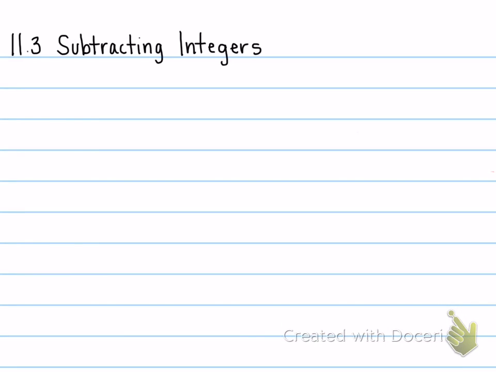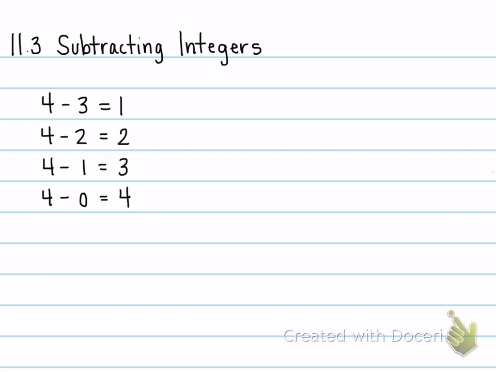In this lesson, we're going to learn how to subtract integers. I want to start by showing a series of subtraction problems to get our mind thinking about what happens when we subtract a negative number. Let's look at 4 minus 3. We know that 4 minus 3 equals 1. If I do 4 minus 2, I know that equals 2. 4 minus 1 equals 3. And 4 minus 0 equals 4.